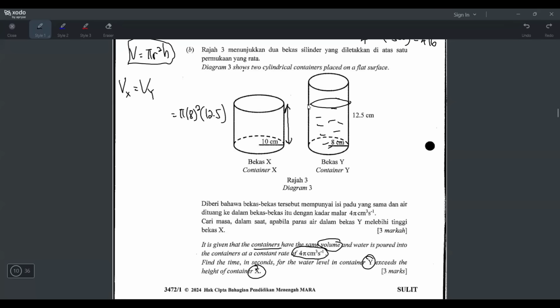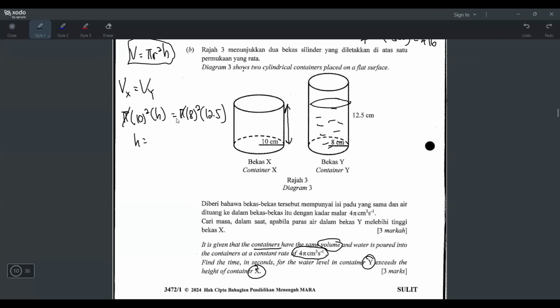Right, this is the volume of the whole container. And they said they have the same volume with this, right? So the other side also I will do pi r square H, 10 square. But this time the H is unknown, so I'll just call it H. So now I can find H.